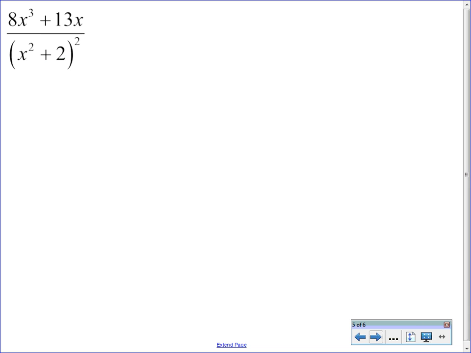This concept. All right. Our denominator's already factored. Yay. All right. And what do we have in our denominator?